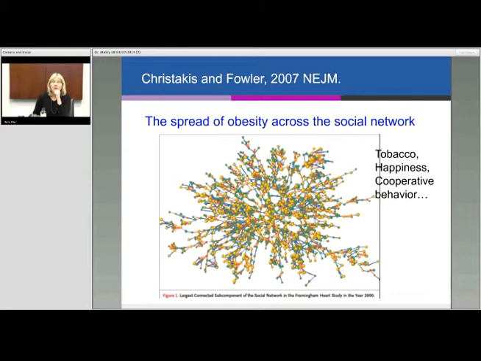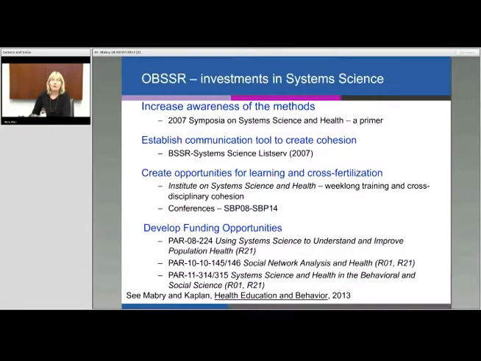Also going on around this time, and getting a big splash, was all over the news and the press: Christakis and Fowler had a network analysis published in the New England Journal of Medicine on the spread of obesity across social networks. They later came out with similar studies from Framingham data on tobacco, happiness, and cooperative behavior. And Nicholas Christakis was named in 2009 one of the 100 most influential people by Time magazine. So this was all getting a lot of attention and buzz when we decided to get involved.